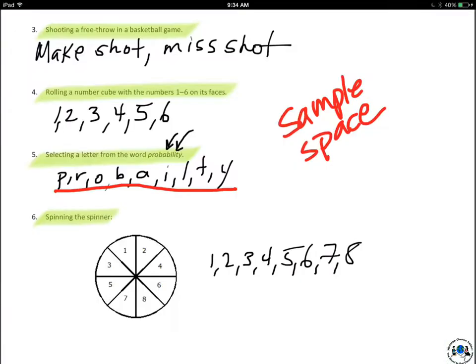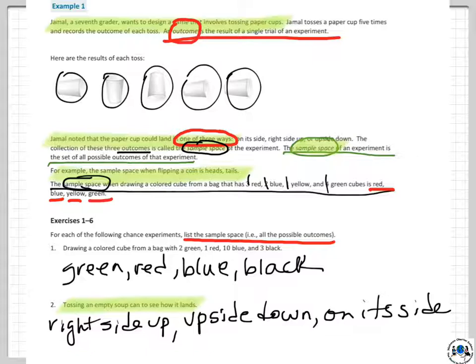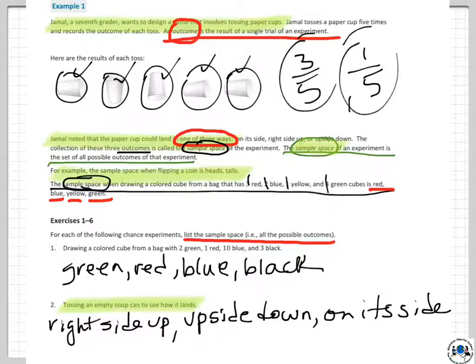Well, I'm not sure what you might have said, but just based on Jamal's results, you can see his side landings made up 3 out of 5, and his right side up and upside down were both 1 out of 5. So according to his very small sample, hardly big enough to base any kind of projections on, he would have said no.